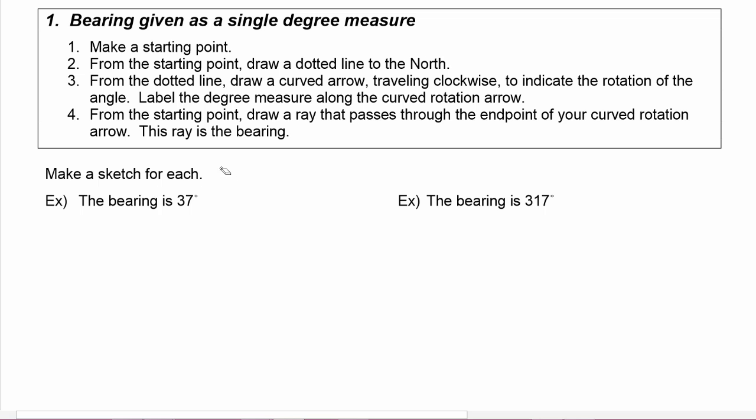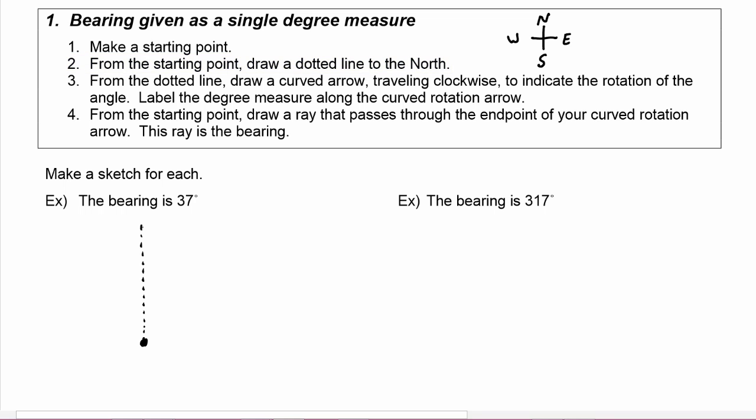We have to make a sketch for each situation, and in this first example, the bearing is 37 degrees. So step number 1 says to make a starting point. Step number 2, from the starting point, draw a dotted line to the north. Now we know that on a map, north is at the top of the page, south is at the bottom, east is to the right, west is to the left. So we'll use that convention. So from our point here, we draw our dotted line to the north.